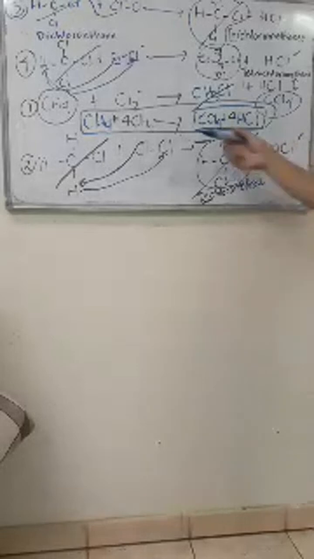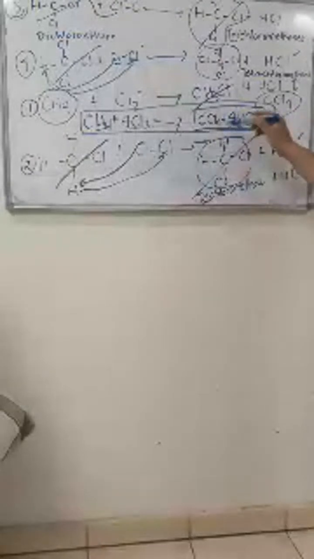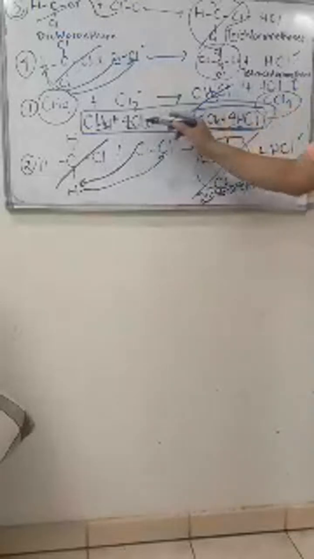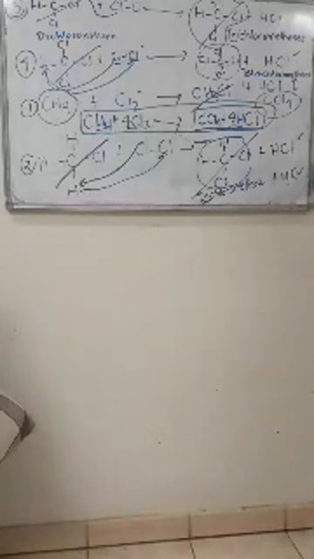Now, to ensure that it's been balanced, balance again. Hydrogen 4, balanced. Chlorine 8, balanced, so 4 plus 4, 8. Carbon, 4 plus 1, 5. Balanced. Okay, so we erase this one.